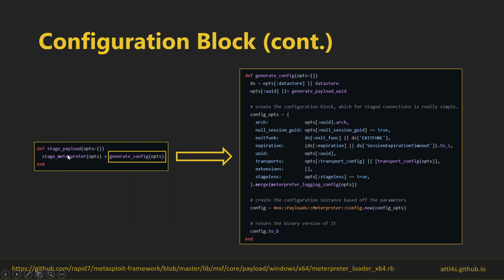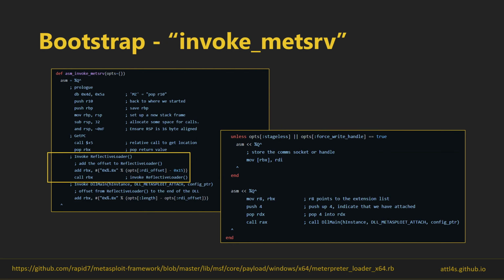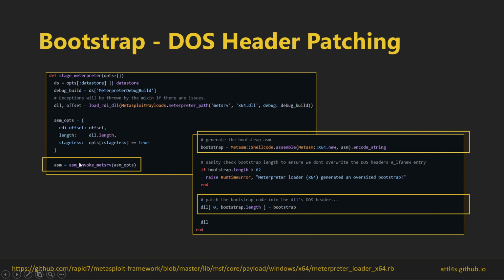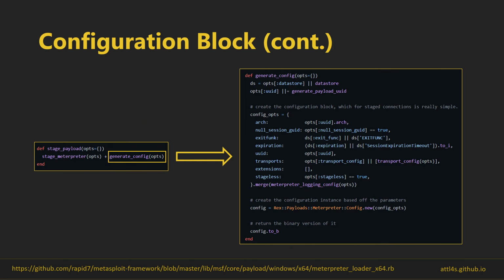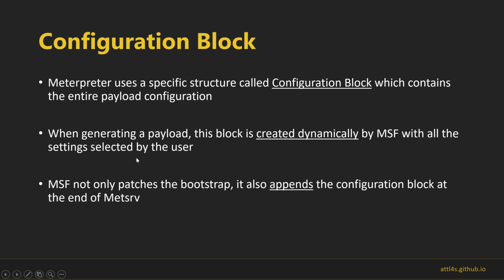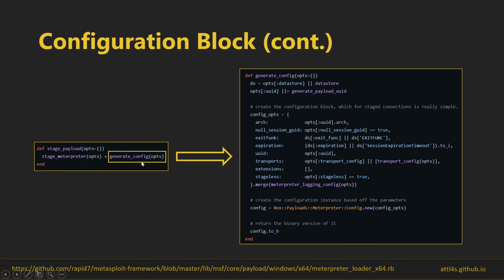So this is the source code in Metasploit. Staged Meterpreter is what we have seen in the other slides. Staged Meterpreter is in charge of getting the DLL with the bootstrap. Okay, so the DLL with the bootstrap, we append the configuration block at the end.